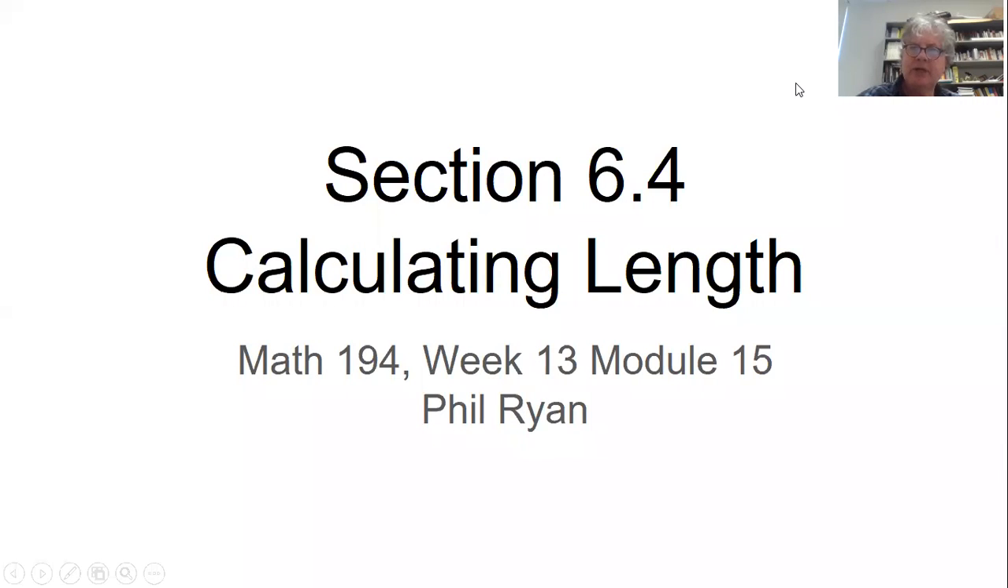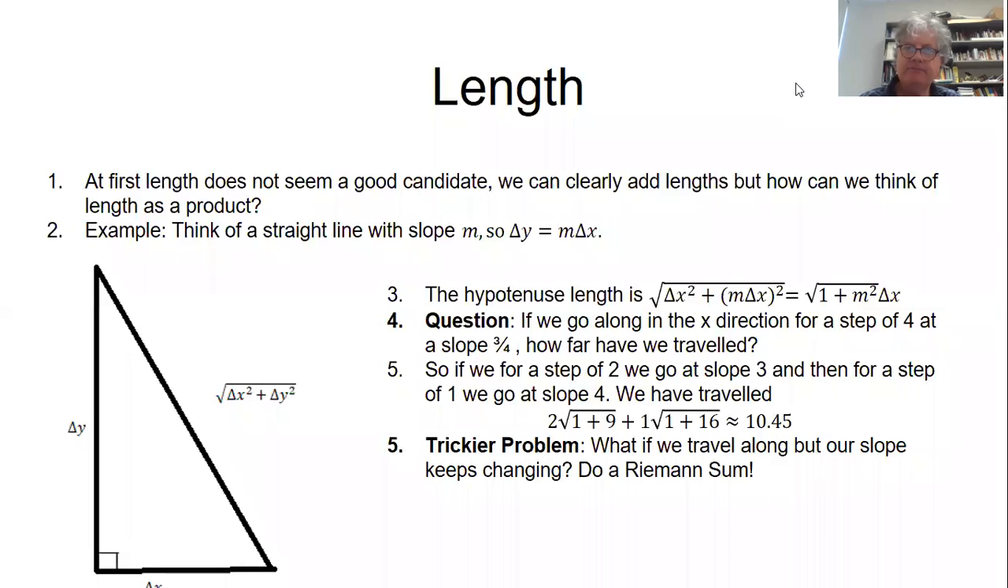Okay, so here we are for the last module of the week, calculating length. This is following on from calculating area, which followed on from Riemann sums. At first you might not think that length is a good candidate for a Riemann sum. However, length is like area in that it's additive, right? So if you've got 5 different lengths, the total length is just adding up the 5 lengths together.